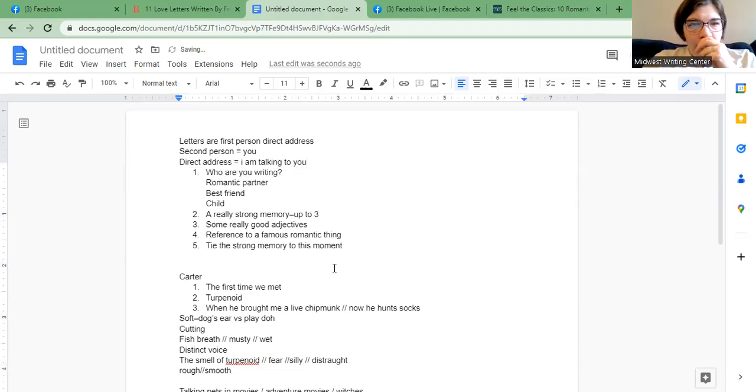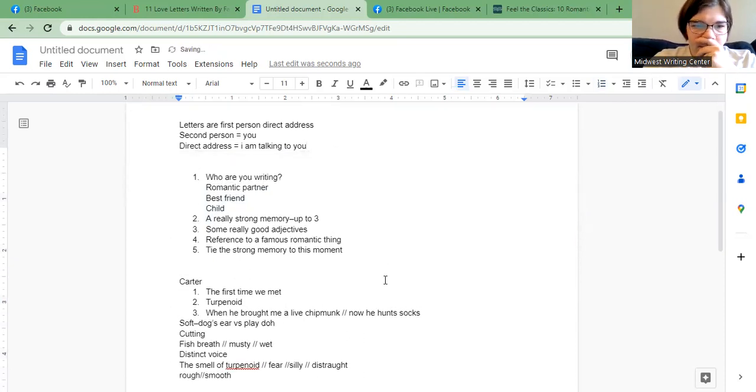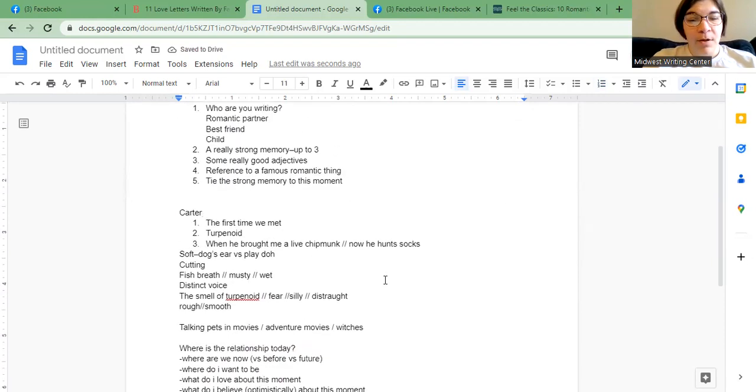There we go. My trackpad is kind of going out on this computer a little bit, so I apologize for that.